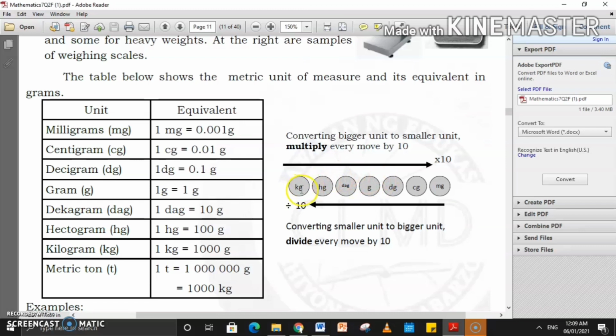And then, ang ipapalit lang natin dun sa kanina is yung kadikit ng K, H, DA, D, C, and M. So, kg, hg, dag, g, dg, cg, and mg. Kilogram, hectogram, decagram, gram, decigram, centigram, milligram. As you can see, kapag magko-convert tayo from bigger unit to smaller unit, we multiply every move by 10. And then kapag naman smaller to bigger unit, we divide every move by 10. So the biggest unit is kilogram. Then the smallest unit is milligram.